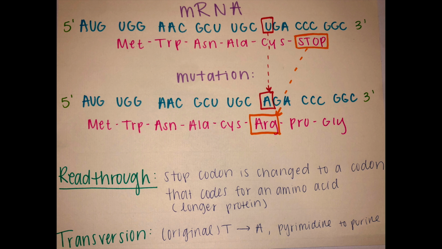The last example I have shows a mutation from U to A, causing the original stop codon to become an arginine. This change is called a read-through mutation, where a stop codon is changed to a codon that codes for an amino acid. This creates a longer protein and therefore alters protein function. The change from U to A is similar to the previous example as to why it is a transversion.